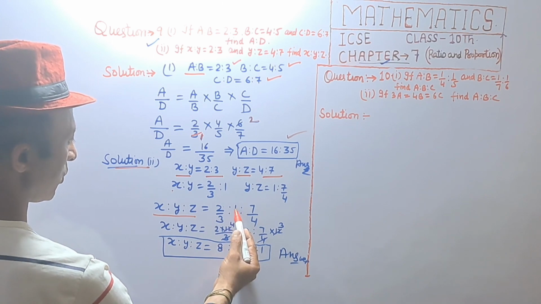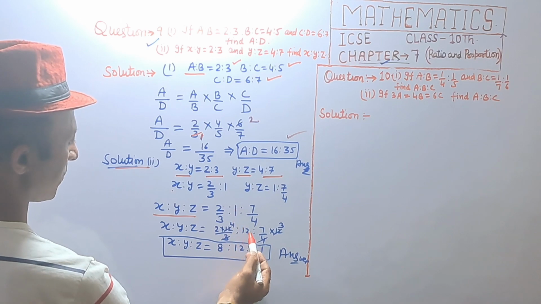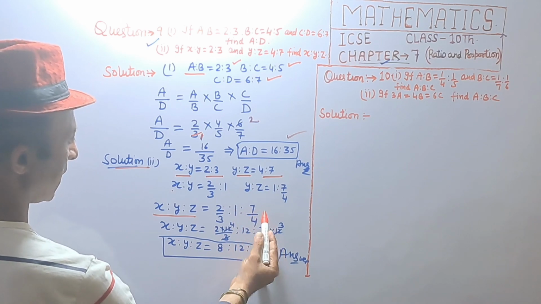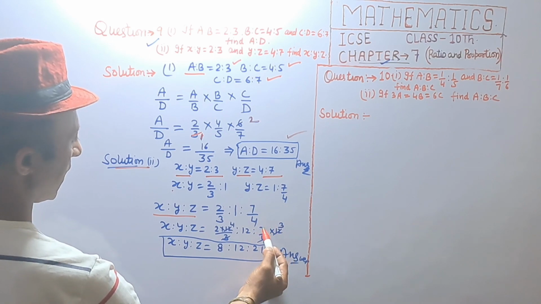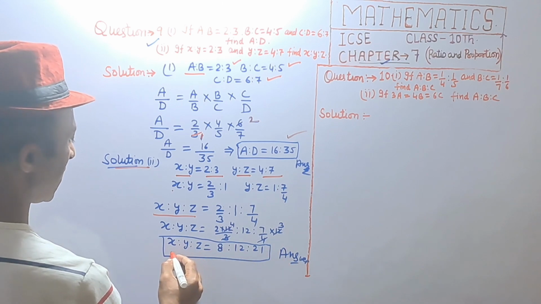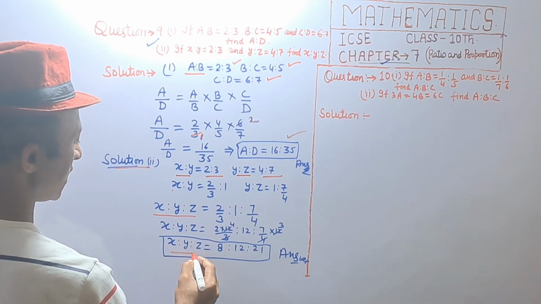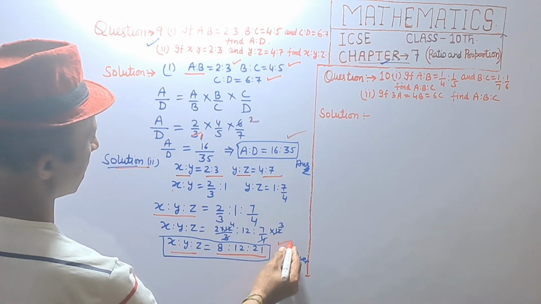And LCM 12, 12 multiplied by 1, that is equal to 12, and 7 multiplied by LCM 12 divided by 4, 4 threes are 12, and 7 multiplied by 3, that is equal to 21. So we get X ratio Y ratio Z equal to 8:12:21. Answer.